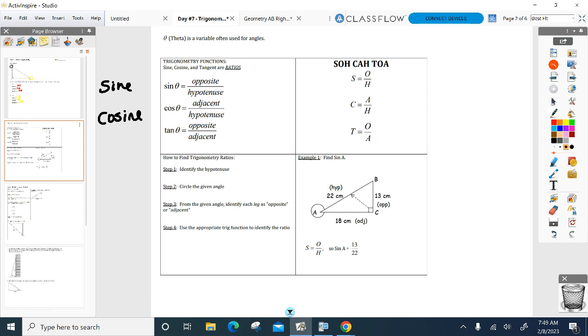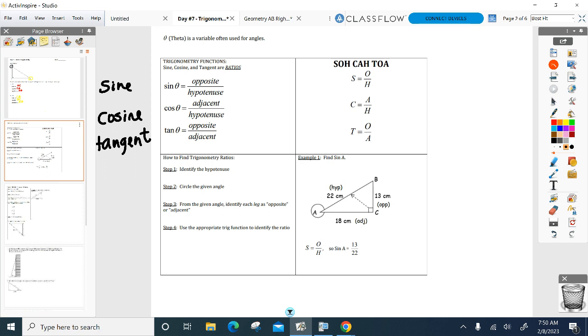All right. And then one more, your third and final ratio. Anybody? Tangent. We abbreviate it TAN. And how do we find it? We take the opposite side and put it over the adjacent side. All right, so sine, cosine, tangent.